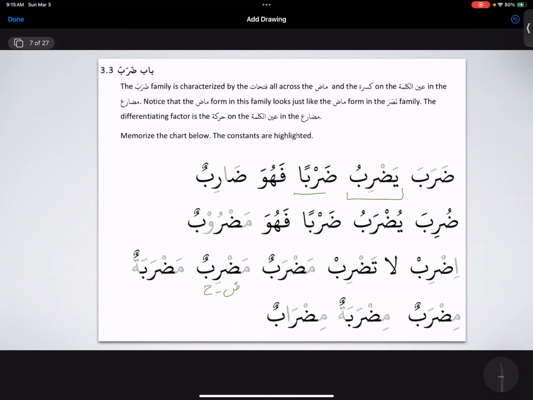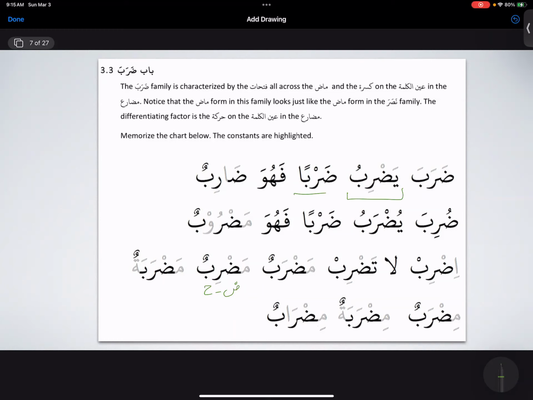Okay. For daribun, again, that's also maksurul ayn. Duriba, maksurul ayn. Yudrabu, maftuhul ayn. Very good.